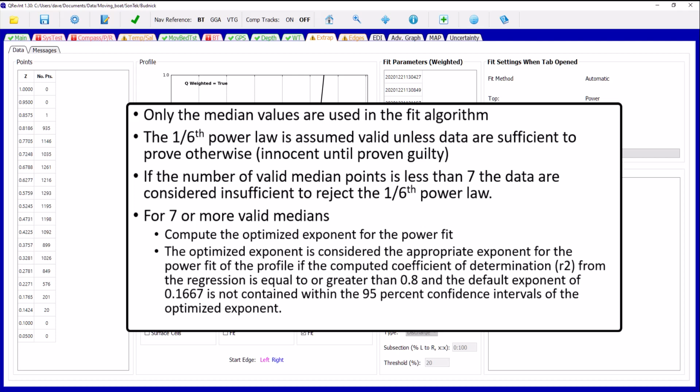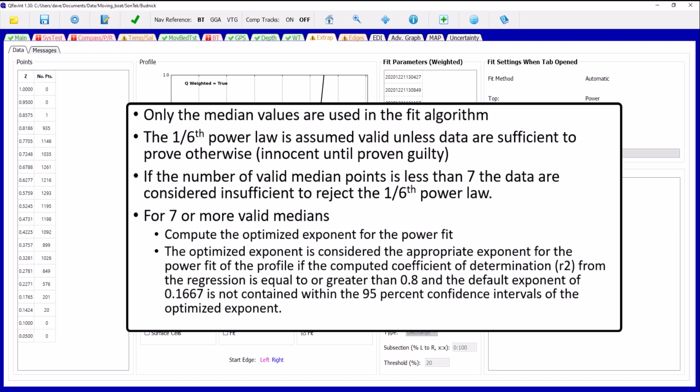The 1/6 power law is assumed valid unless the data are sufficient to prove otherwise, using the old adage, innocent until proven guilty. If the number of valid median points is less than 7, the data are considered insufficient to reject the 1/6 power law. For 7 or more valid medians, the optimized exponent for the power fit is computed.